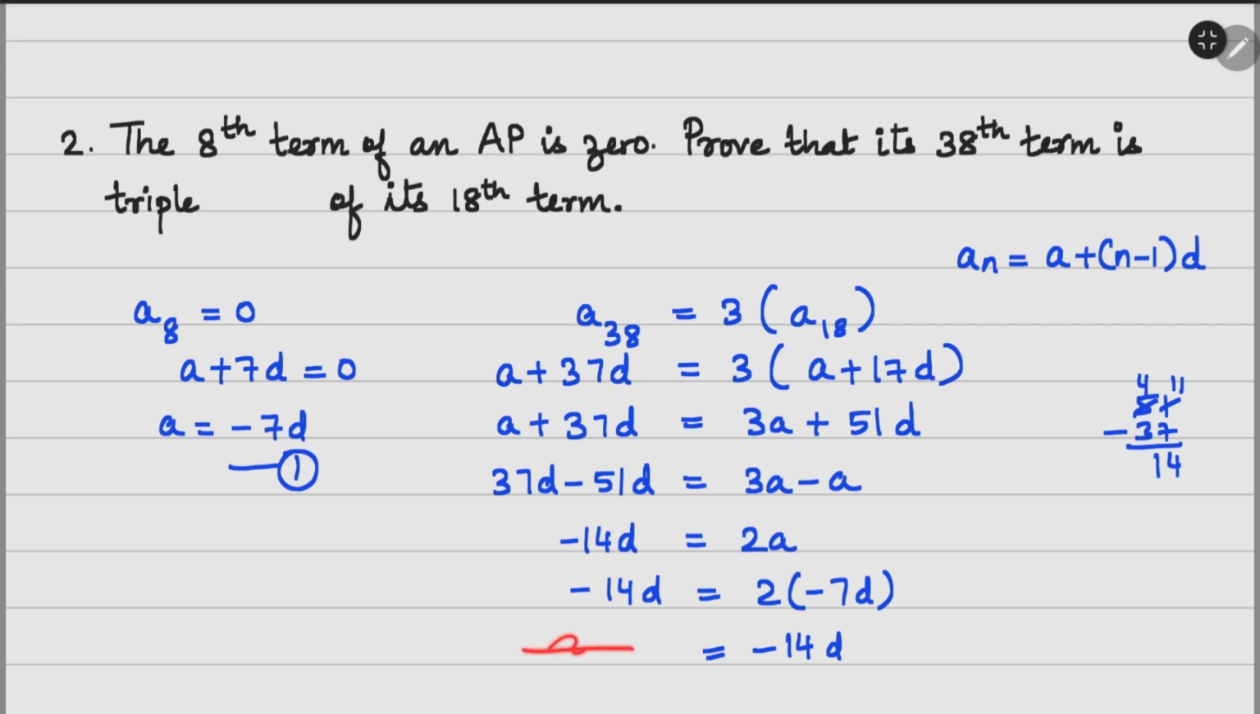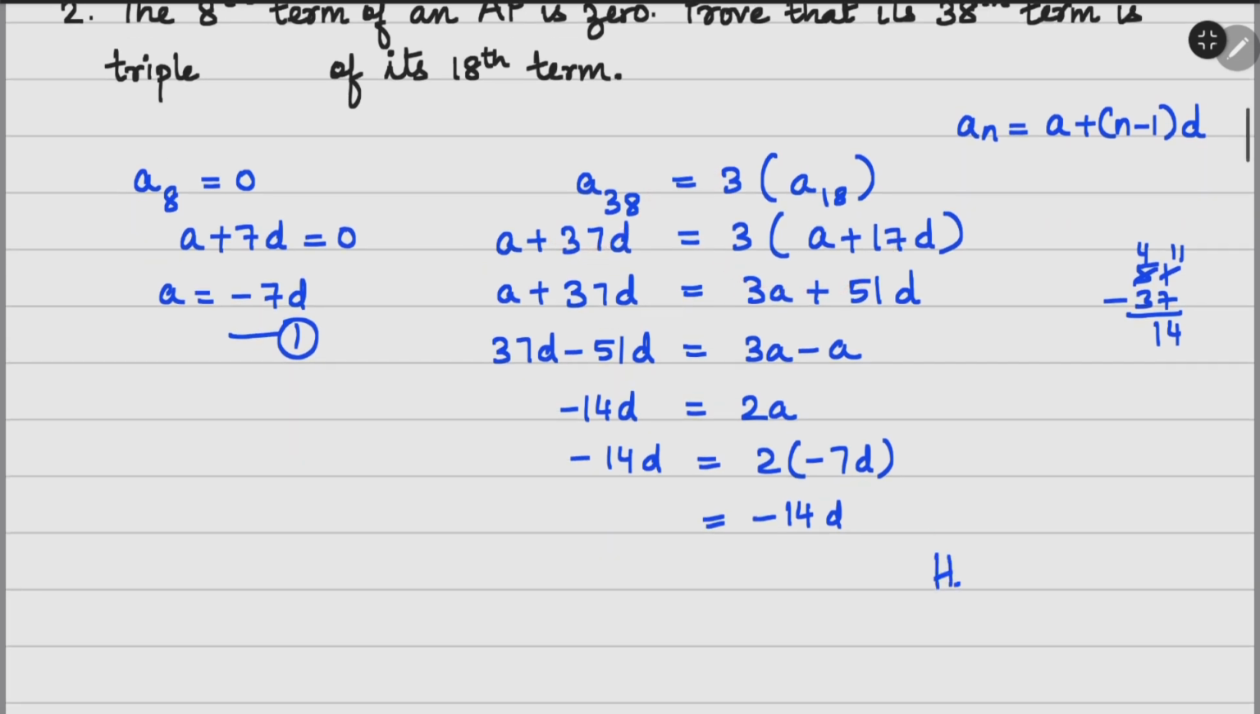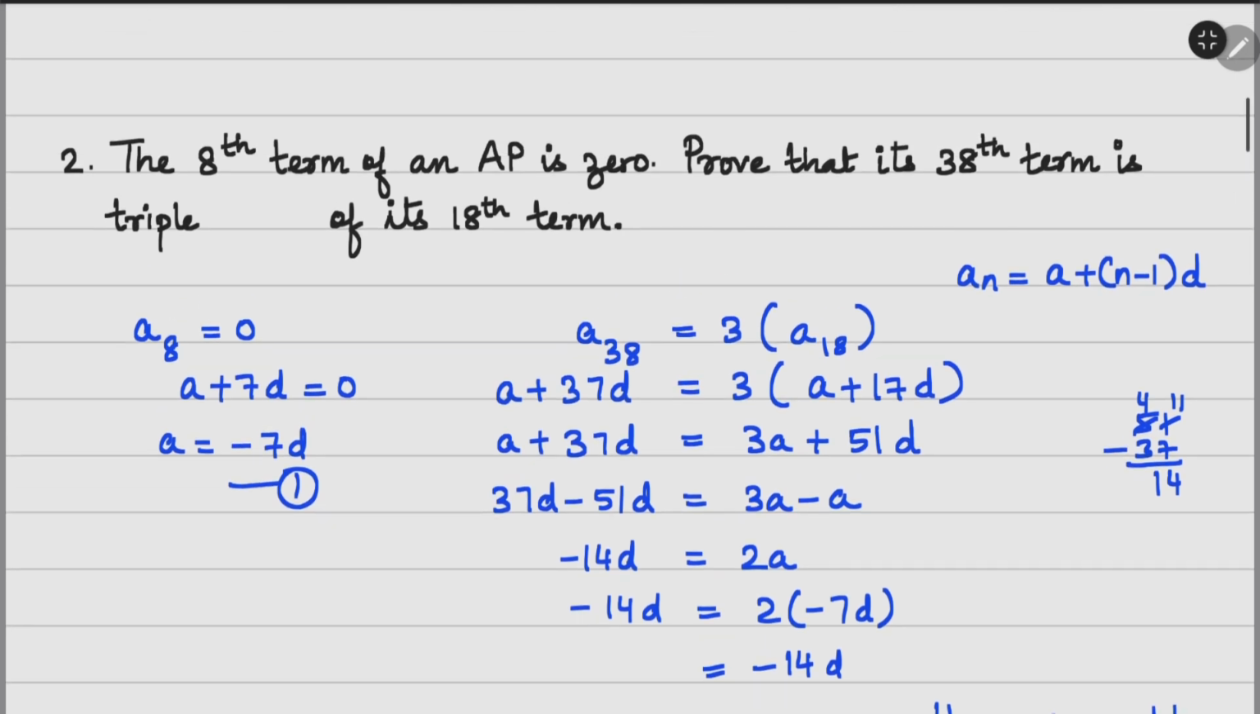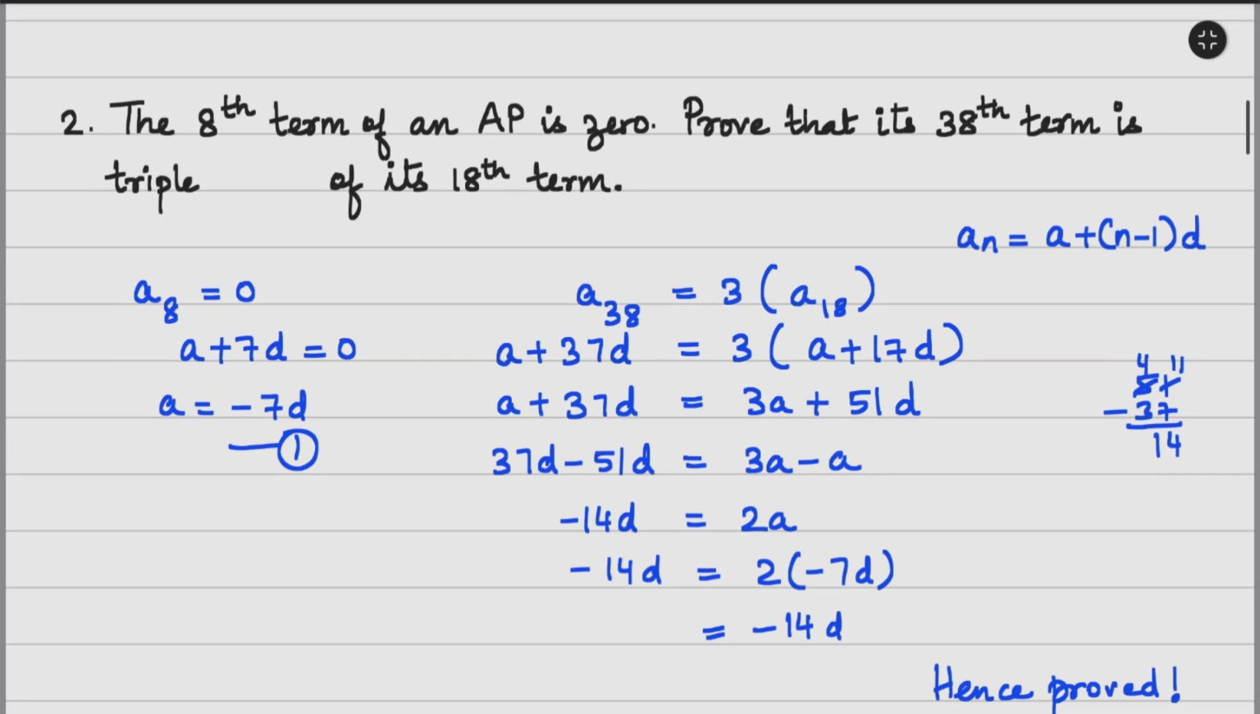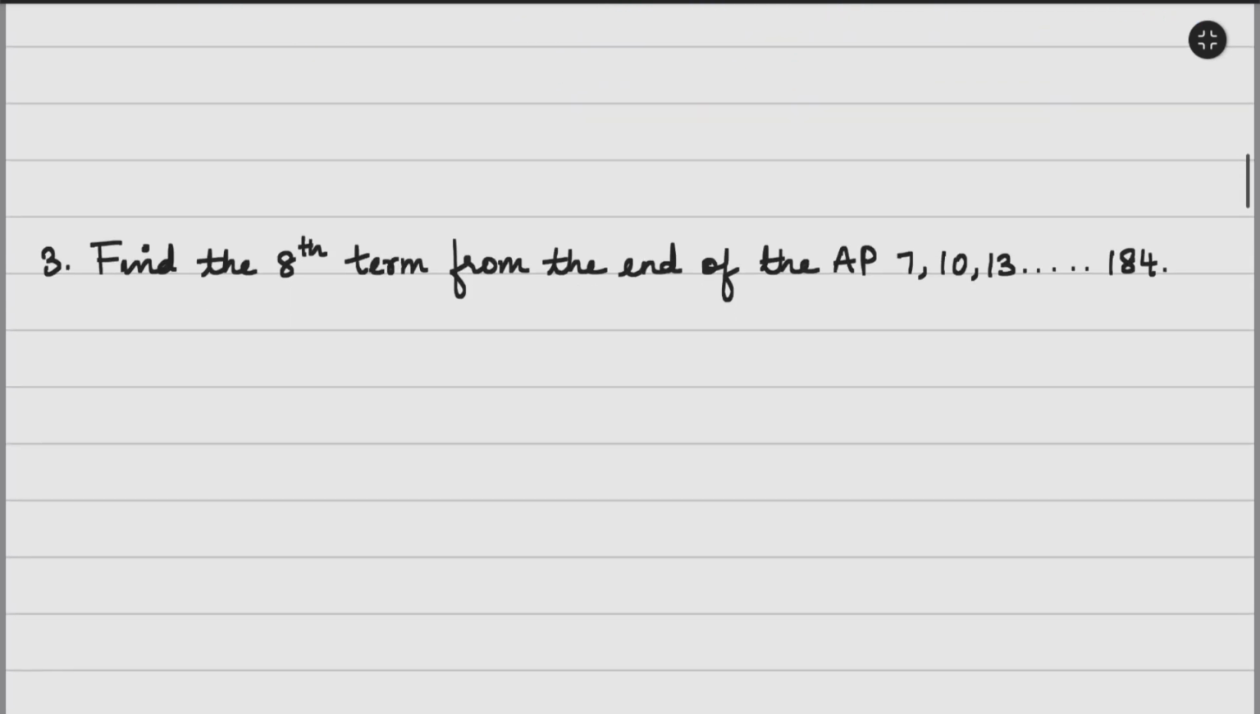You are able to prove that the 38th term is 3 times its 18th term. So you can write hence proved. You don't have to calculate any A or D. We just have to prove that the 38th term is nothing but 3 times the 18th term. Let's move on to the next question.